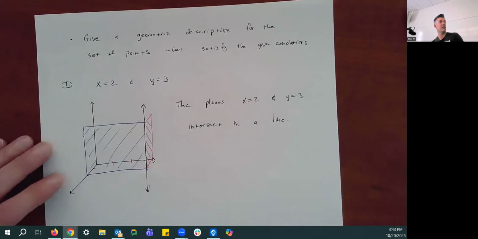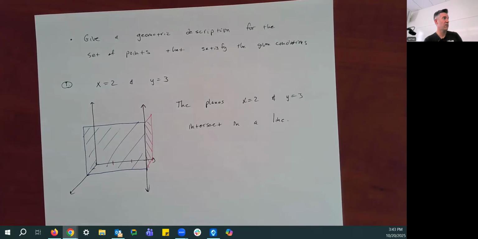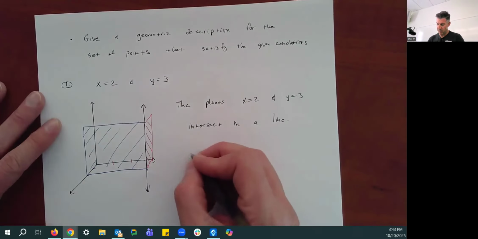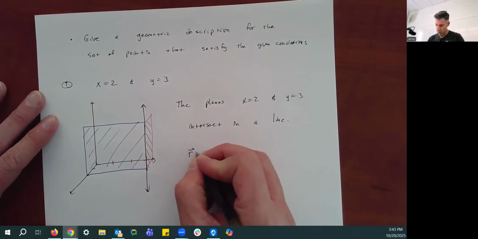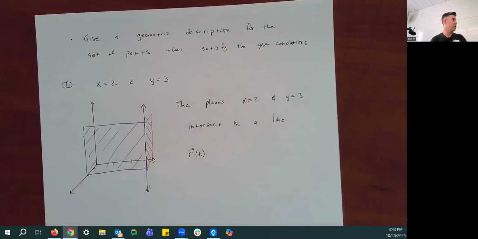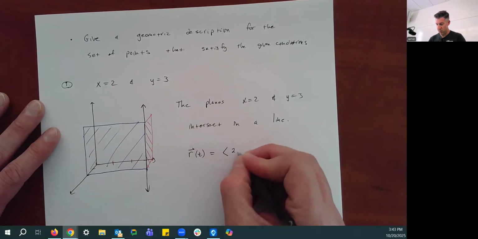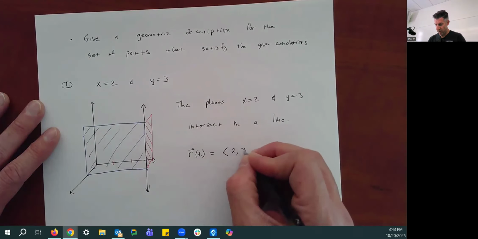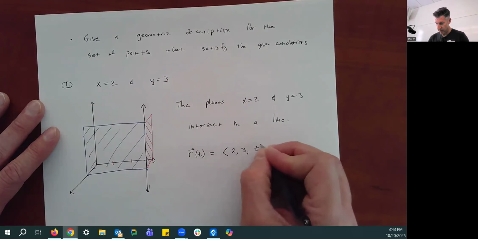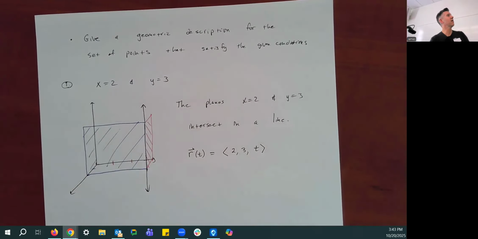Here's how we're eventually going to describe it as a vector. You can describe this line as the vector r of t. We usually use r for position, where x has to be 2, y has to be 3, and z can be anything. I'm getting a little ahead of myself here, but I don't think that's terrible.